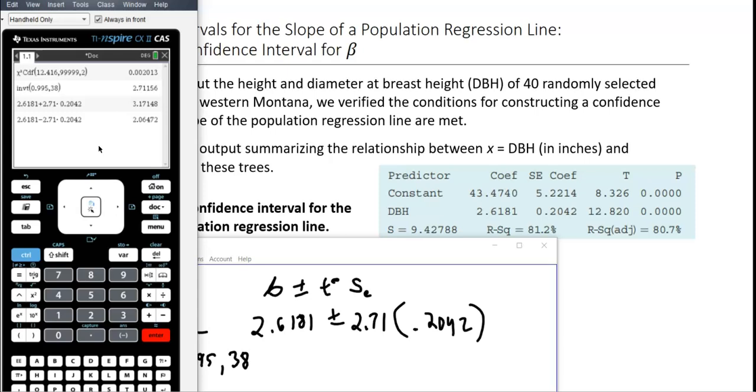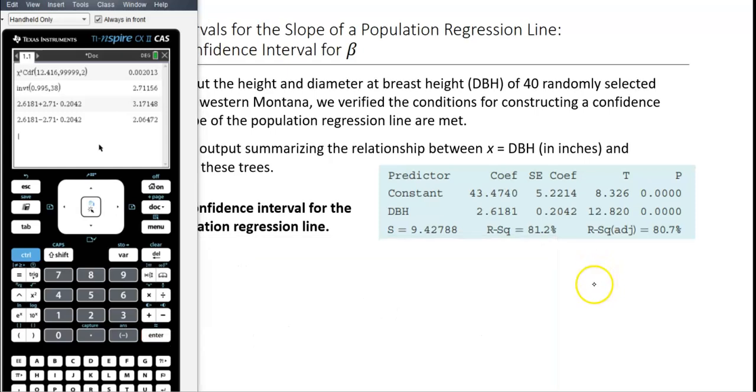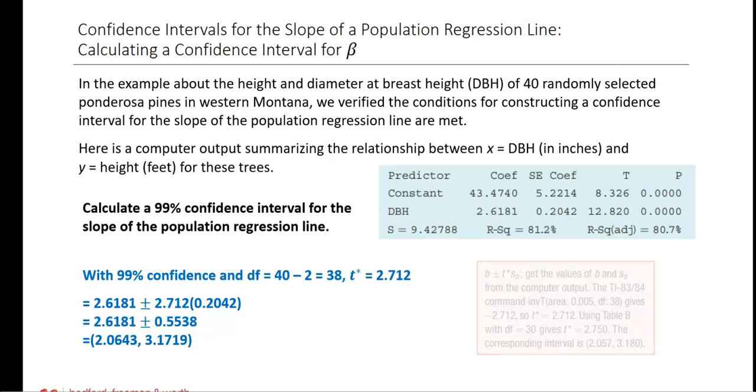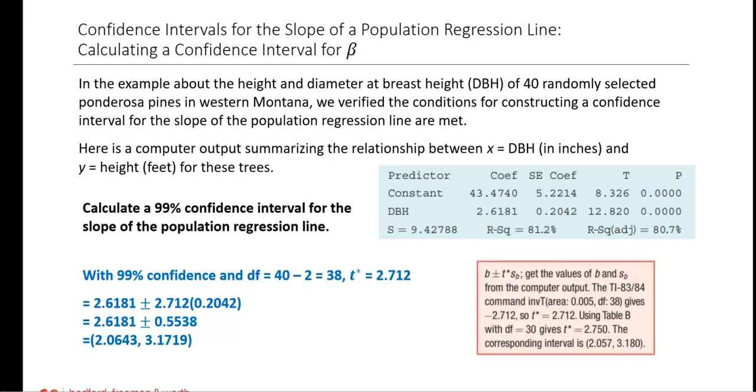So it goes from 2.06 to 3.17. Let's see if they did anything differently here. They found those same values. They got the same values we did. That's good, so we did everything right. So a lot of plugging in with this one.